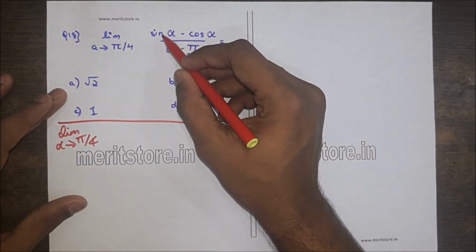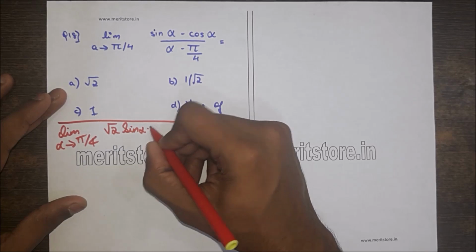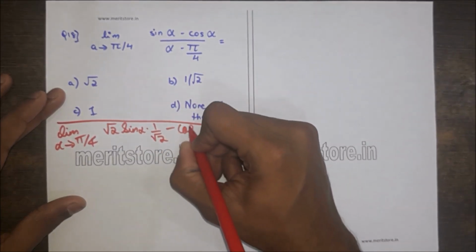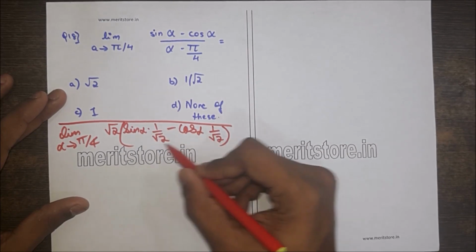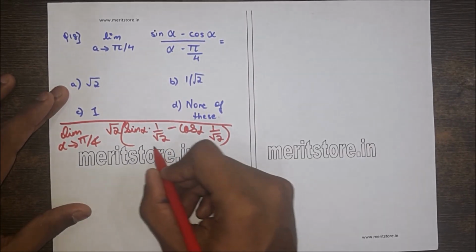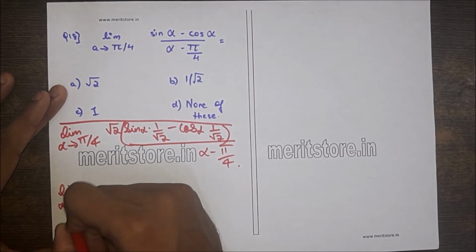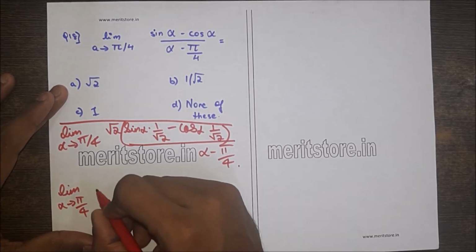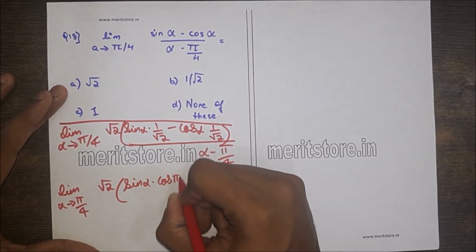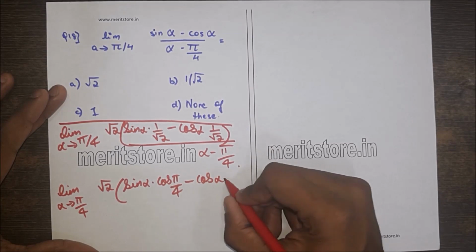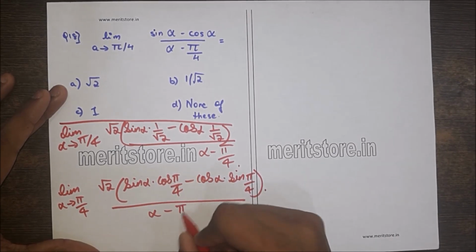What we would do is multiply and divide both these terms by root 2, giving us root 2 sine alpha into 1 by root 2 minus cos alpha 1 by root 2. Now we can write this 1 by root 2 in terms of sine and cos, and this whole divided by alpha minus pi by 4. Limit of alpha tends to pi by 4 gives us root 2 as a constant, sine alpha into cos pi by 4 minus cos alpha into sine pi by 4 upon alpha minus pi by 4.